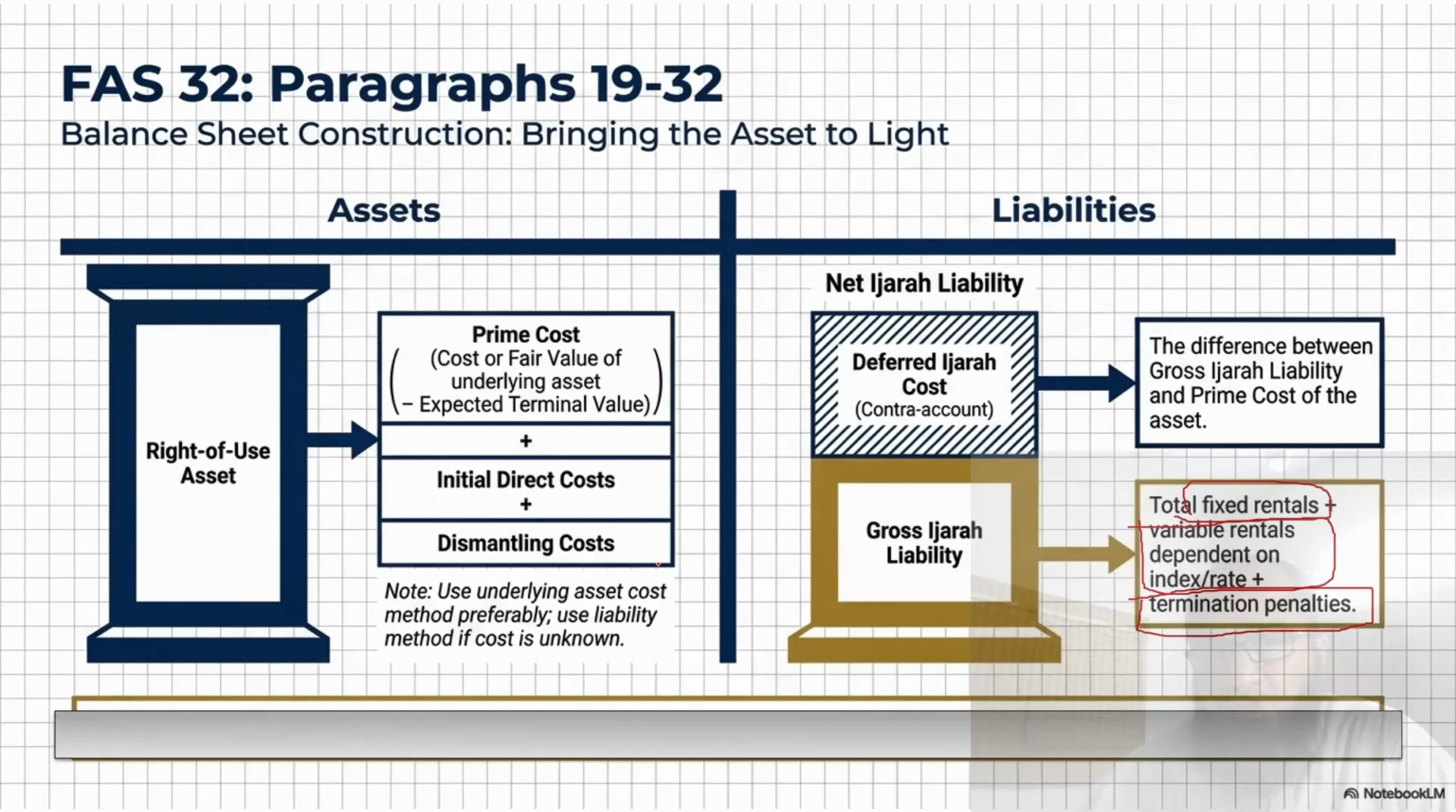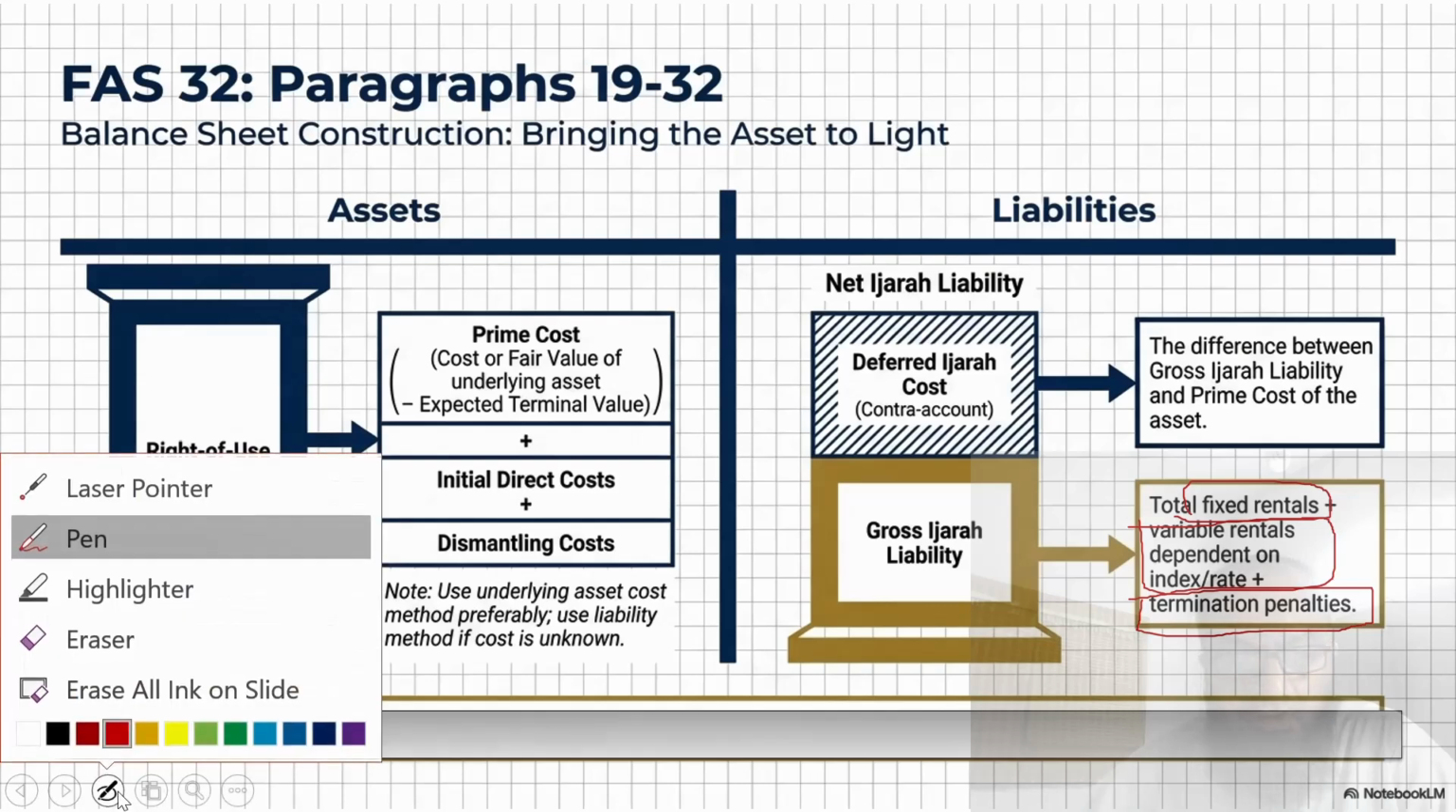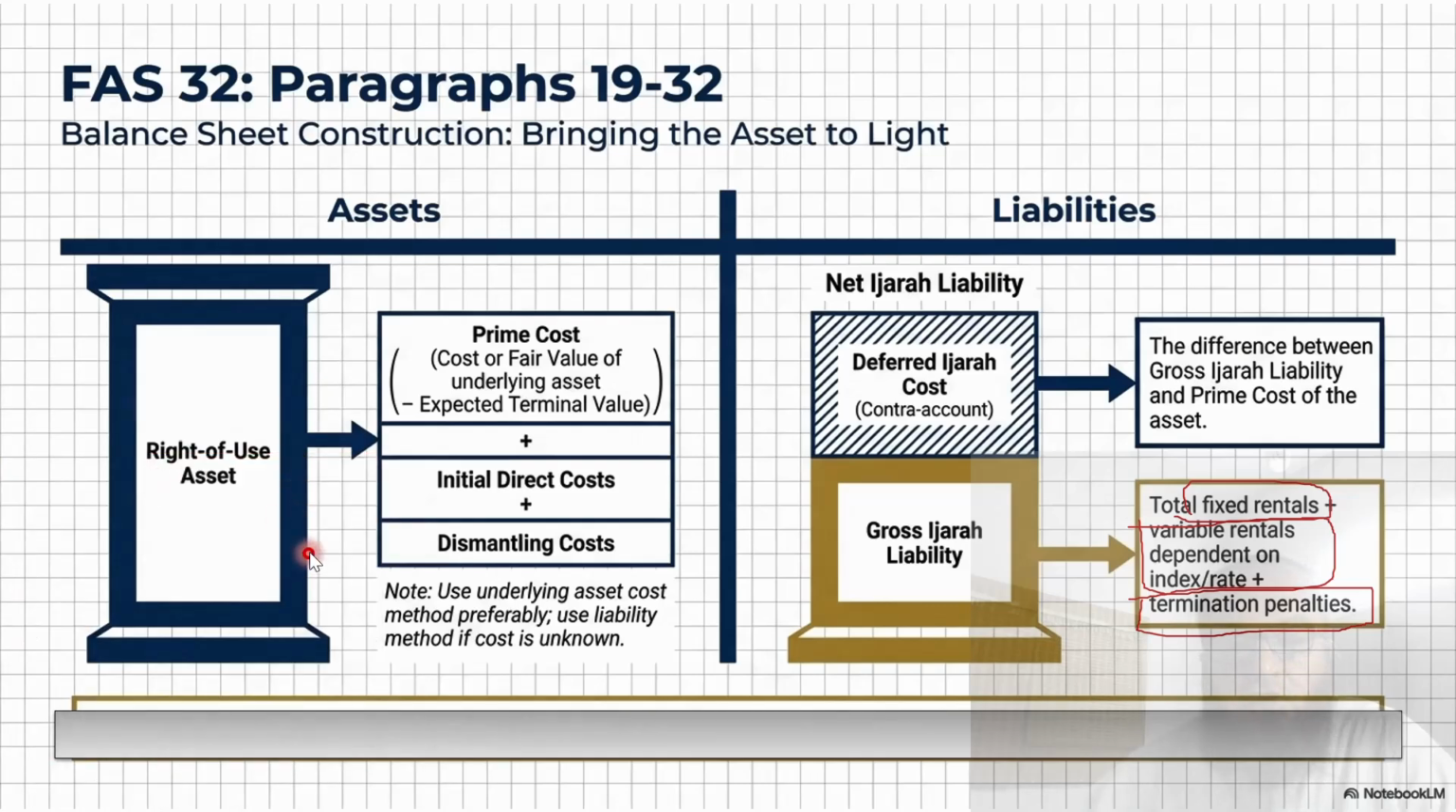Of course, my total gross asset is not equal to my total gross liability. The cost of the asset will be lower than the liability because it is deferred payment, and the bank is charging something more than the cost. So that has to be recorded as a deferred Ijarah cost, which is a contra liability account. Eventually, the net Ijarah liability is the gross liability minus the deferred Ijarah cost.